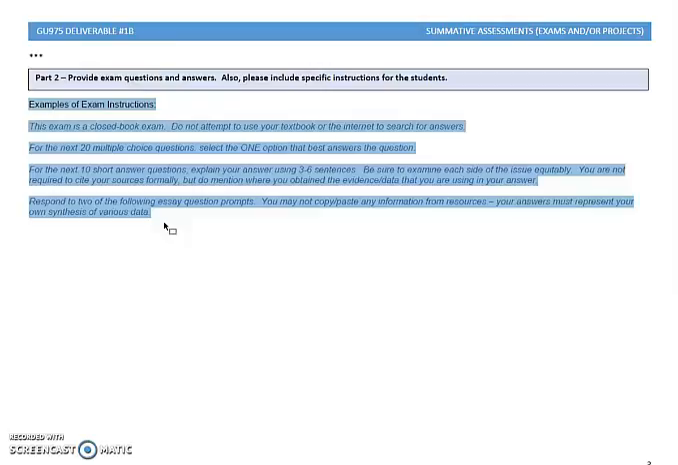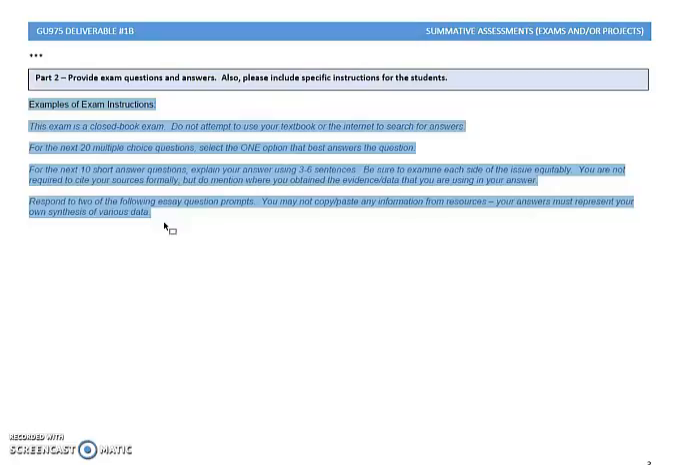Be sure to examine each side of the issue equitably. You are not required to cite your sources formally, but you do mention where you obtained the evidence or the data that you're using in your answer. Because again, we want students to realize that what they need to do when they prepare an argument, either for an exam or in real life, they need to back up their sources. And then, of course, the instructions for the essay question.